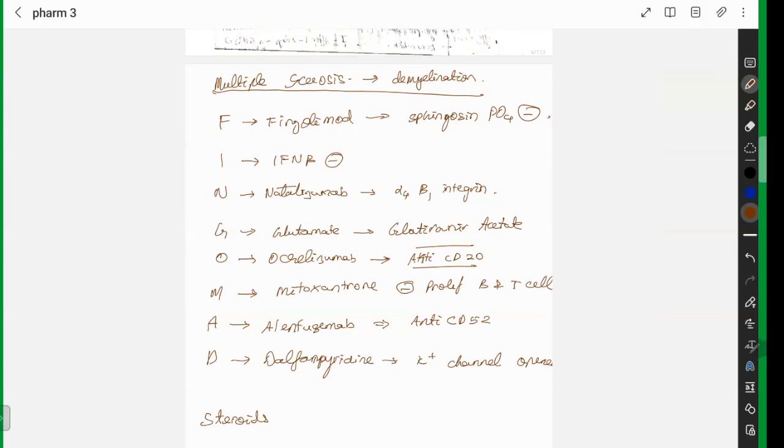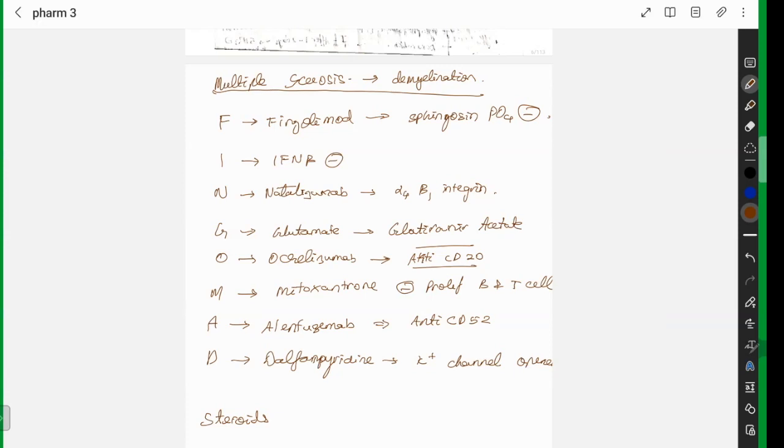These are the drugs which you are going to use in multiple sclerosis. FINGOMA: F stands for fingolimod. I stands for interferon beta inhibitor. N stands for natalizumab. G stands for glatiramer. Then O stands for ocrelizumab. M stands for mitoxantrone. A stands for alemtuzumab. And D stands for dalfampridine. These are the drugs of choice for multiple sclerosis.